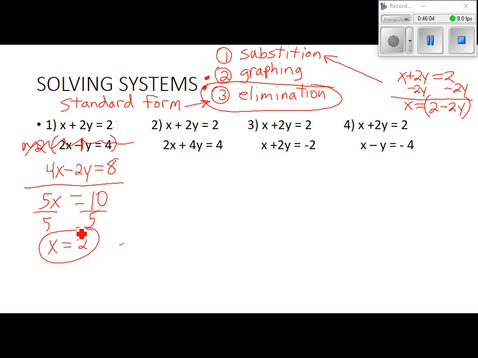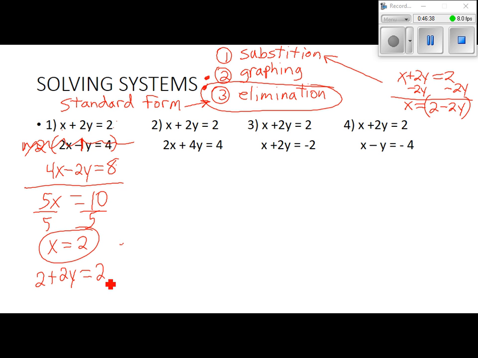Remember, when we're doing this, we're trying to find a point where these two lines intersect. So you've got an x coordinate and you have a y coordinate. We still have to find the y. How are we going to find the y? Now we know x, we can put 2 for x. So back up here, in any of these equations that we have, we can stick 2 in its place. So pick one. Which one do you want to put it in? The first one. So if I put 2 in place of x there, I've got 2 plus 2y equals 2.